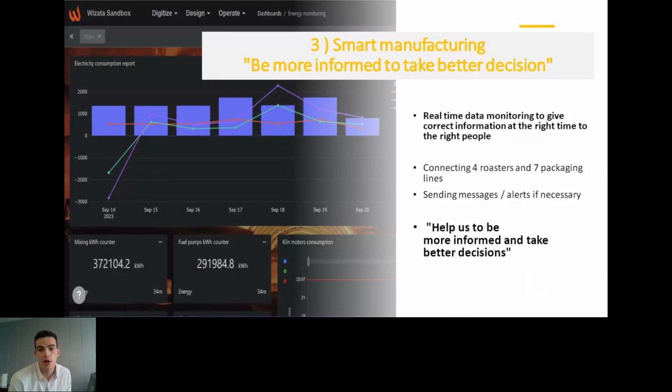And we are able to send messages and alerts if necessary. The goal is always the same: to be more informed, to take better decisions. If we do it manually, there is a big lag of time between the information and the action, which can end up in losing time and losing money at the end of the day. So that will help us to be more efficient and, in the end, more competitive in the market.